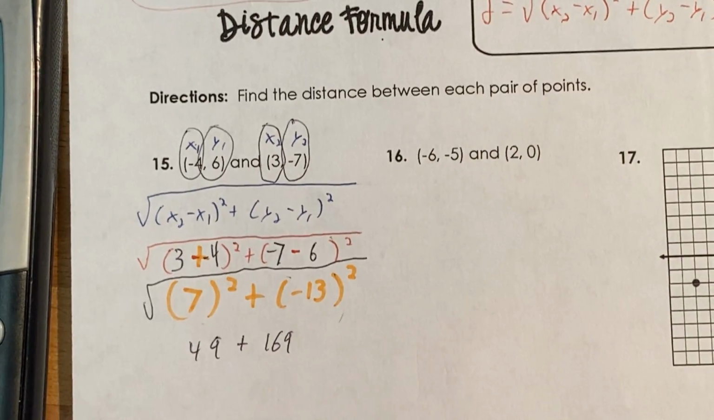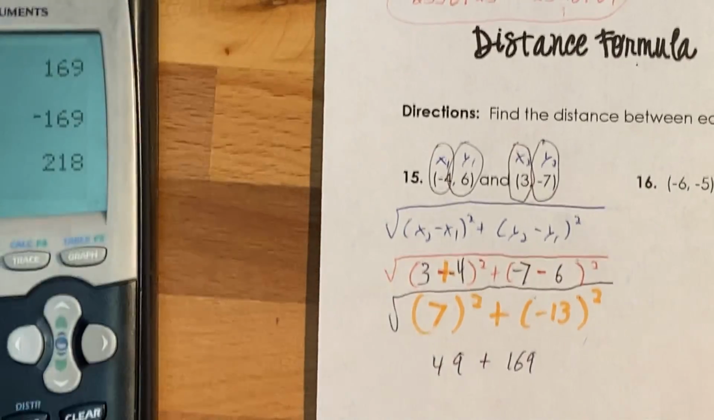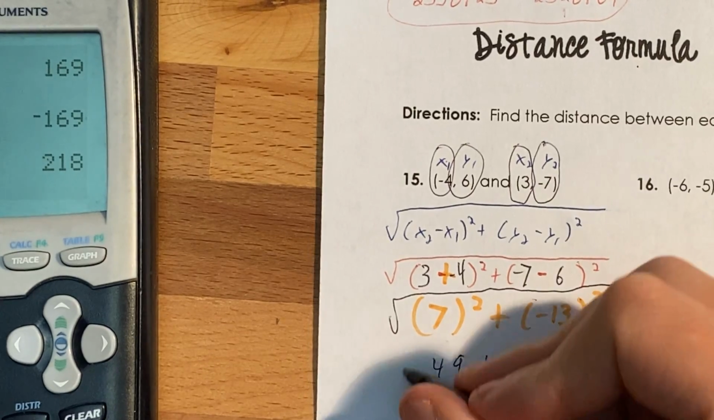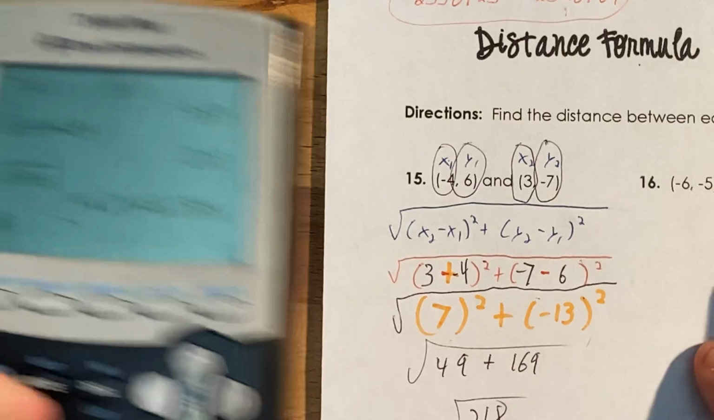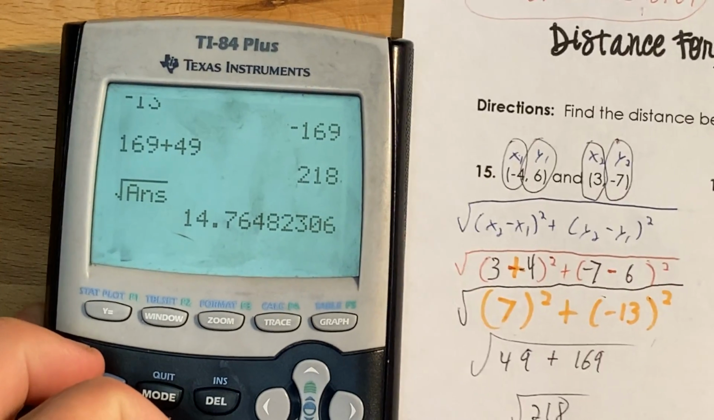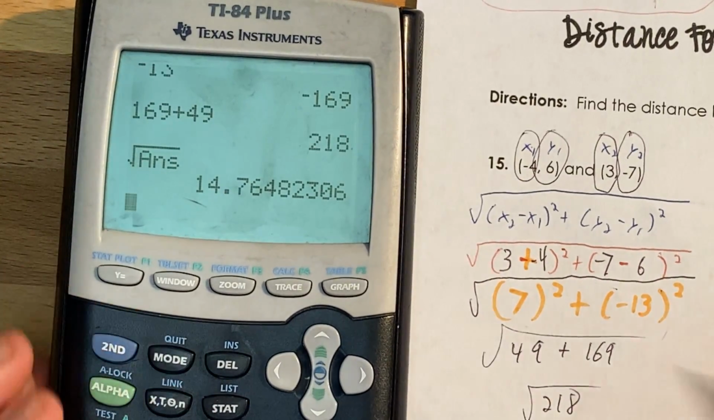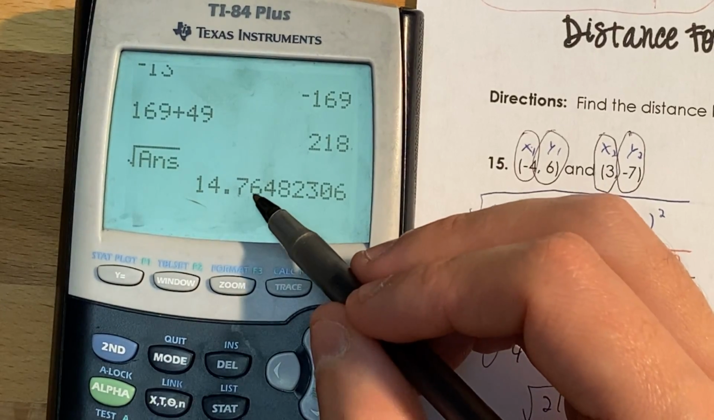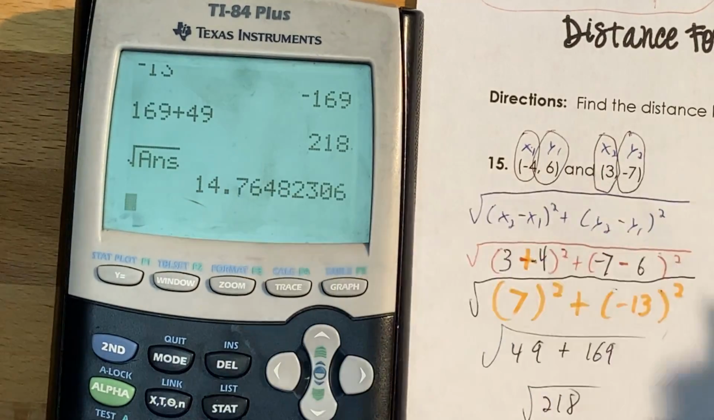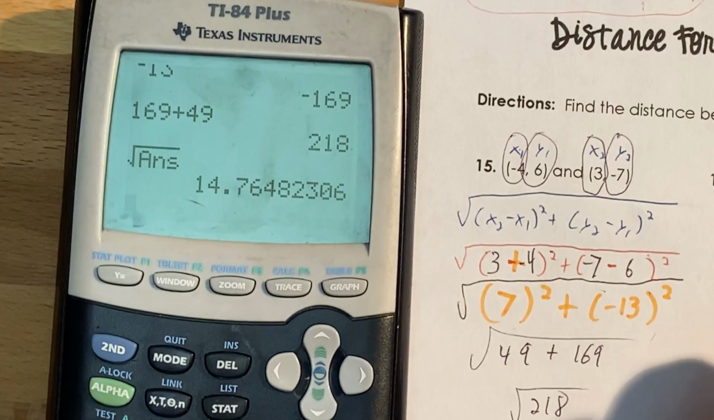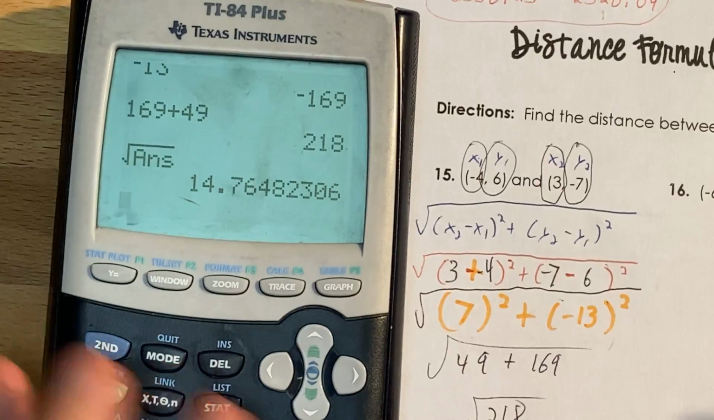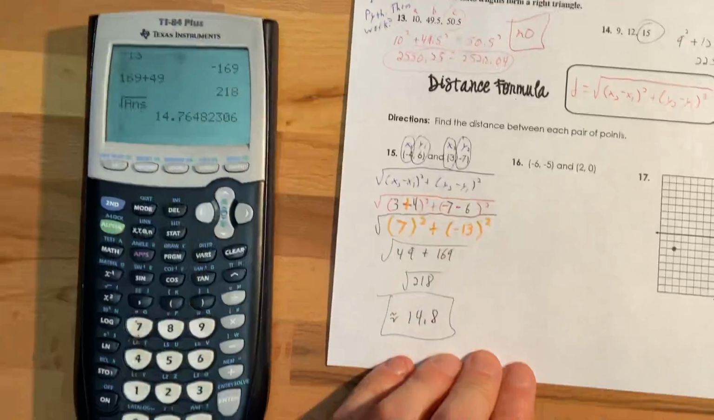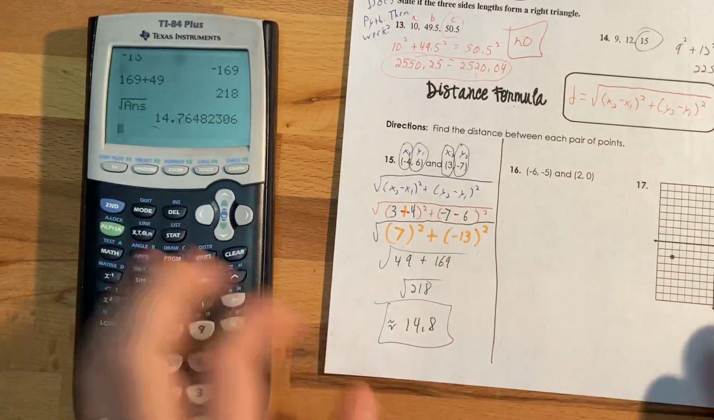So 169 plus 49 is 218. And we'll square root that to get 14.87, so the 7 rounds the 7 up to an 8: 14.8. So approximately 14.8. Boom.